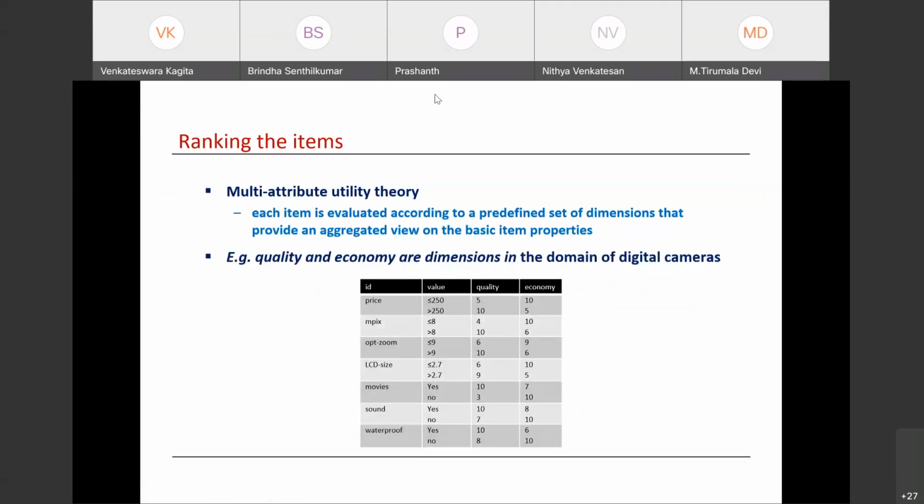Okay. So, for example, quality and economy are the dimensions in the domain of digital cameras based on which you would like to judge. This is how we have defined quality and economy according to the attributes. If the price is less than $250, then quality is 5, economy is 10. If the price is greater than $250, then quality is 10, economy is 5. If the megapixel is less than or equal to 8, then quality is 4, economy is 10. Like this, we have defined this with the help of domain experts.